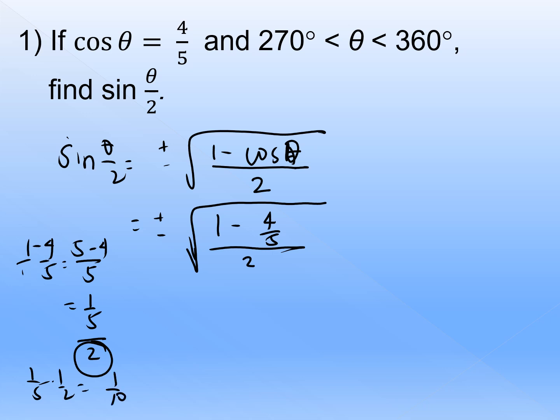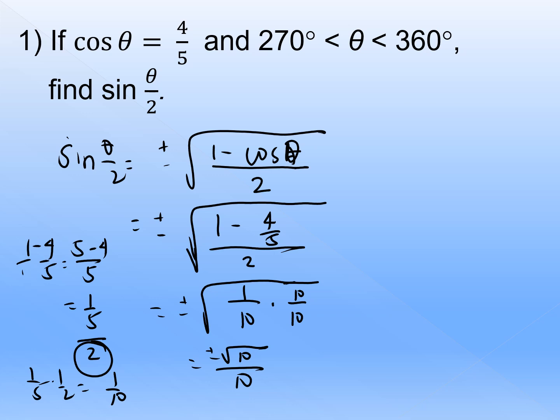So let's try. The simplified form of (1 minus 4/5) all over 2 is 1 over 10. So let's write positive, negative, square root of 1 over 10. Since there is a radical sign in the denominator, let's rationalize this one. So let's multiply by square root of 10 on both numerator and denominator. So it will be positive, negative, square root of 10 all over 10. And this will be your final answer for sine theta over 2.